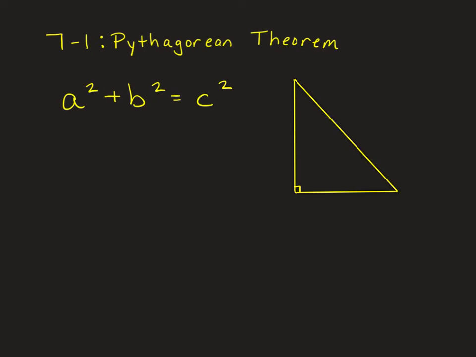So we have this formula, a squared plus b squared equals c squared, where in this right triangle, the two legs are called A and B. Those are the two shorter sides that meet at the 90-degree angle. And then the longest side, C, is called the hypotenuse. The hypotenuse is always across from the 90-degree angle. It does not touch the 90-degree angle.